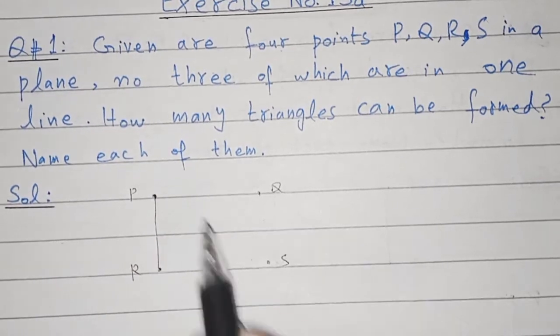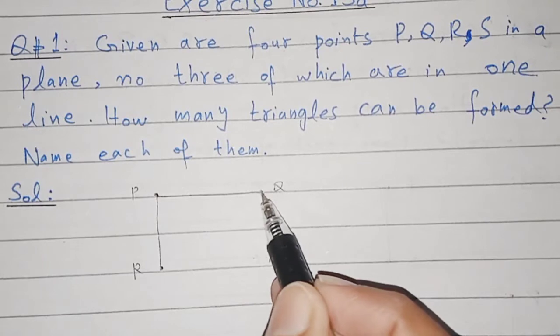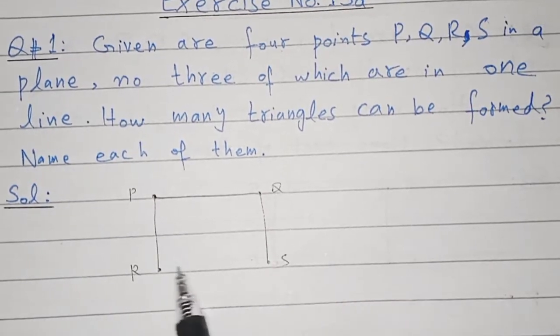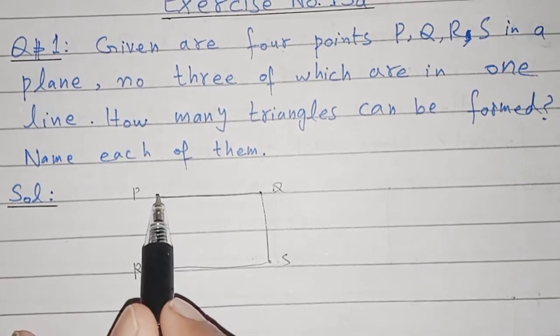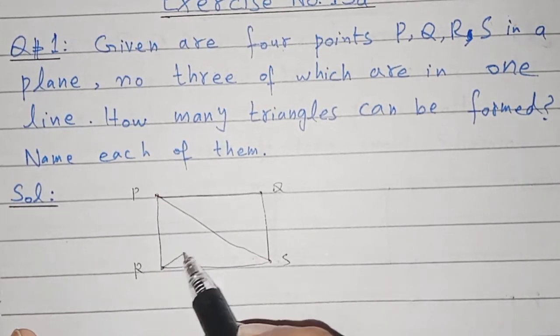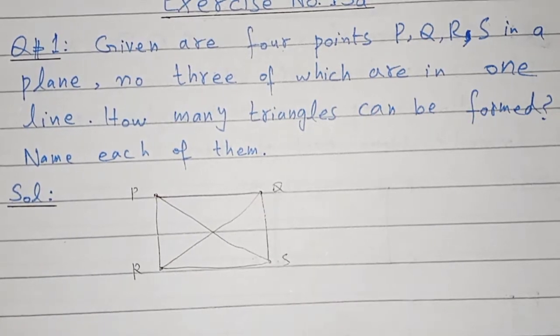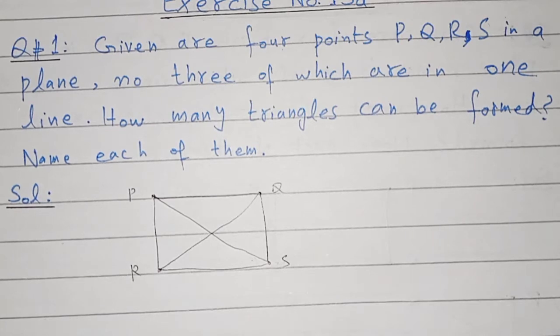P with R, P with Q, Q with S, and R with S, and P with S, R with Q. So this is the given shape. We have to find how many triangles can be formed.